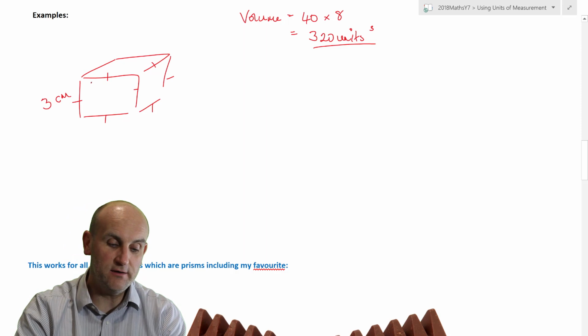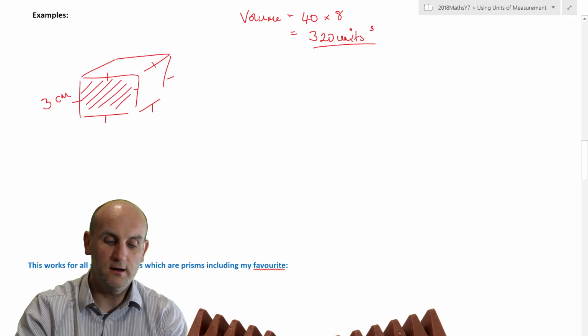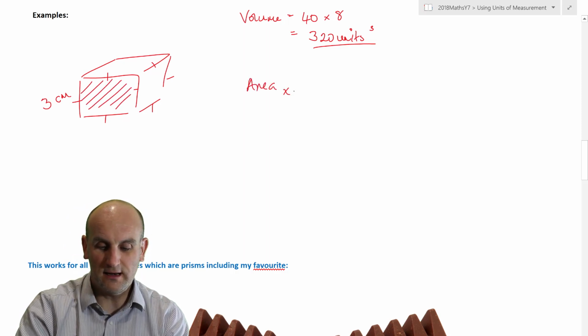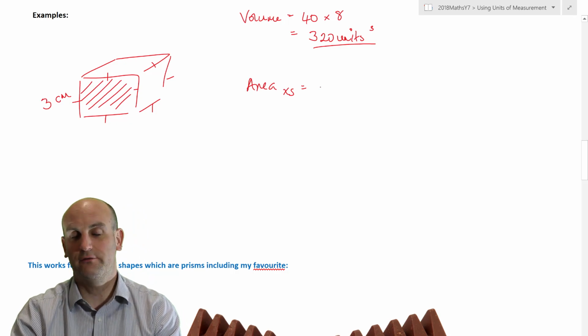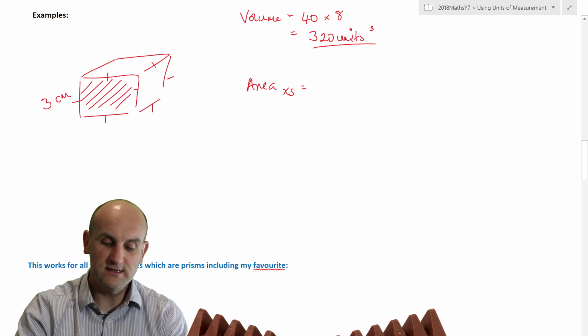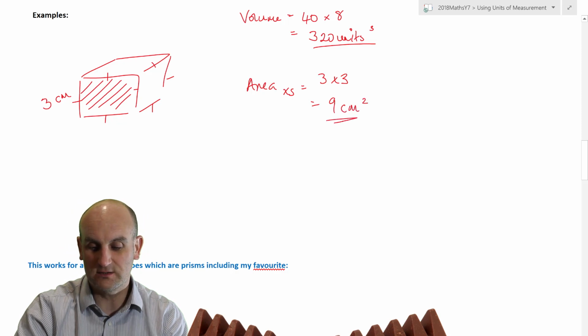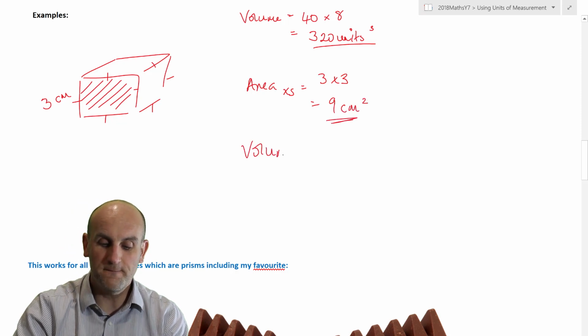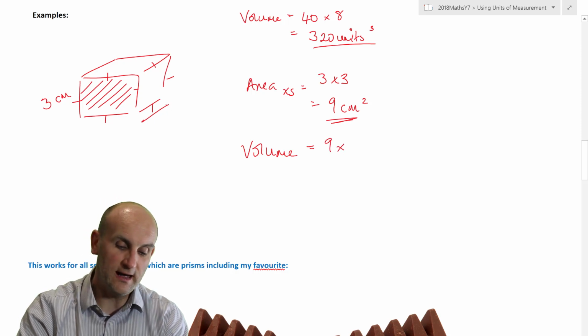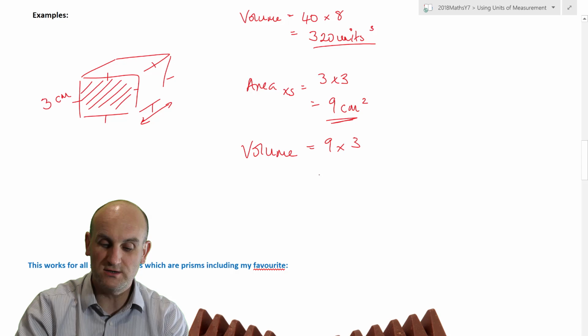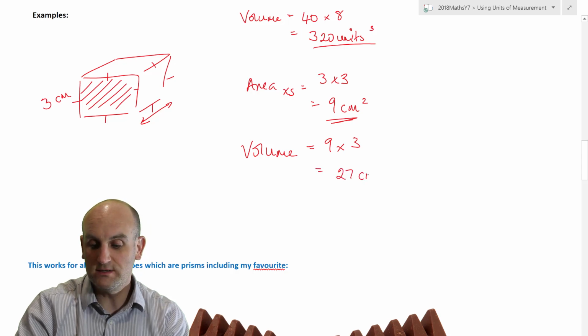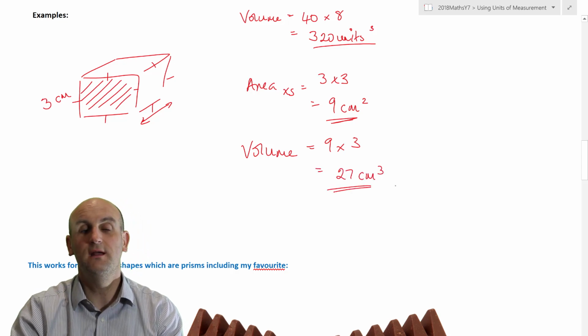So let's find the area of cross-section. All right, so the area, and I'm going to write little xs, which otherwise means extra small, but a whole new discussion, is equal to 3 times 3, which is 9. And now I can write centimeters squared. And I know that my volume is equal to 9, which is the area of the cross-section, times how far back it goes. And I know in that situation it goes back 3 centimeters, which is 27 centimeters cubed. You see how this works?